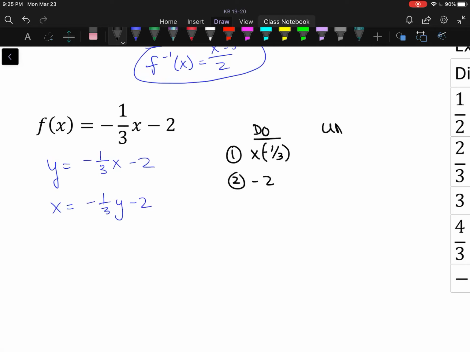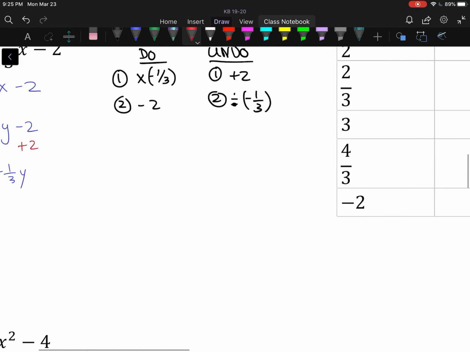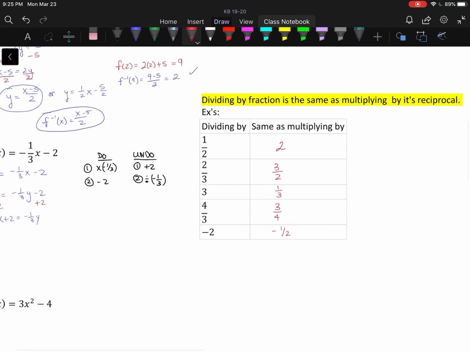So our undo list, again, is SADMAP. We'd go in the reverse order. So we would add 2. And then we would divide by -1/3. And so if we go to undo this, add 2 to both sides, that gives us x plus 2 equals -1/3 y. Now this is where that little side lesson here is going to be very helpful.